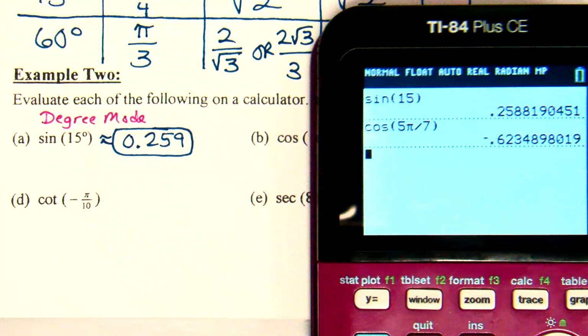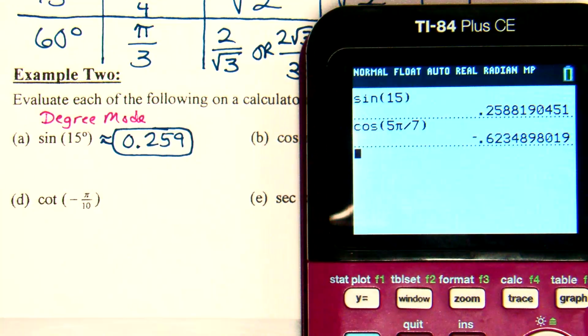What do you know about 5 pi over 7? It's radians, yes? So did you change your mode? I'm going to give you lots of practice on changing that mode. Because there's no degree bubble, you need to go back to radian mode. So use your mode button and go back to radian mode. And that's 5 pi over 7.